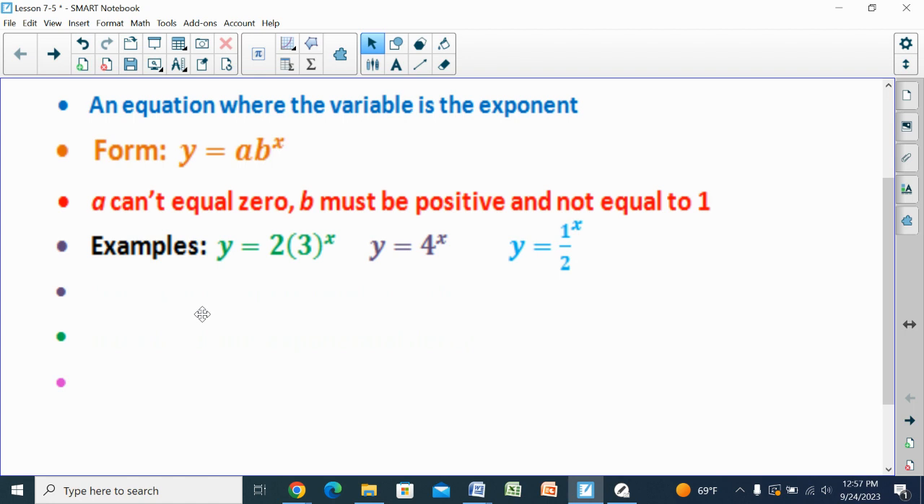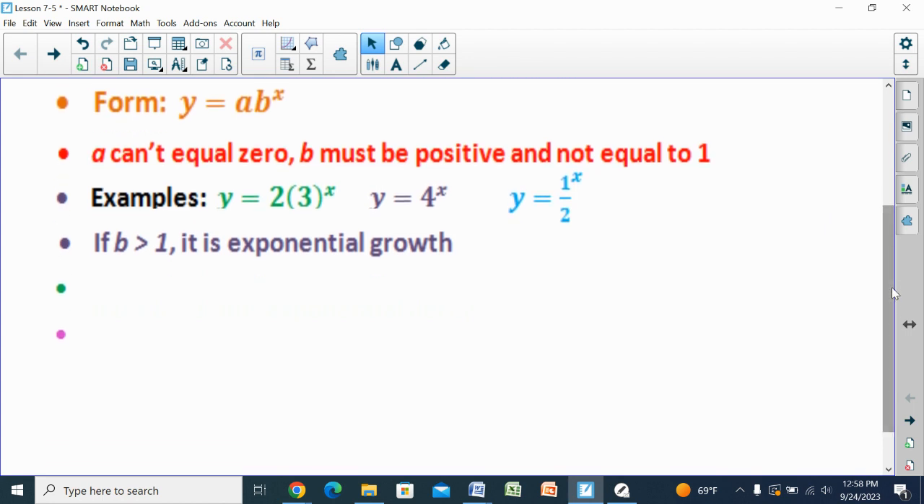Our graphs, we're going to see what they look like in just a minute, but they can be going up, increasing, or going down, decreasing. If that b value that's being raised to the power is greater than 1, remember it's not allowed to be equal to 1, but greater than 1, it's going to be exponential growth, an increasing graph. You can think of it sort of like a positive slope, but it won't be a straight line. It's going to be a weird looking curve. If b is less than 1, it's exponential decay. So it's going to be getting smaller, it's decaying, or getting littler.